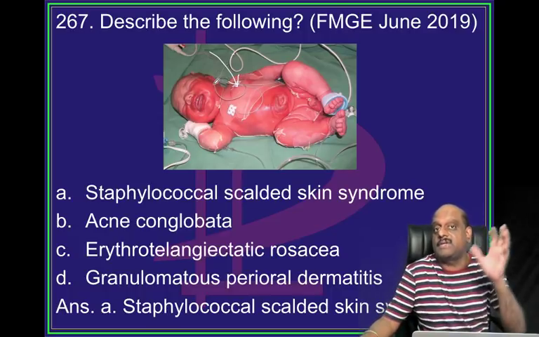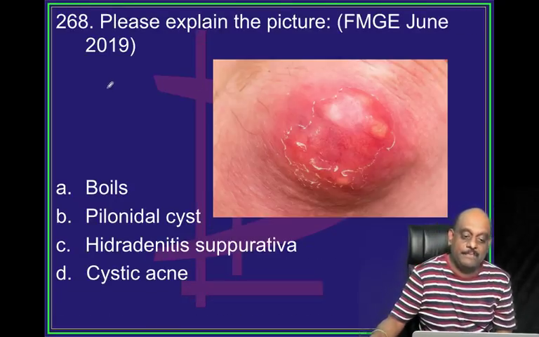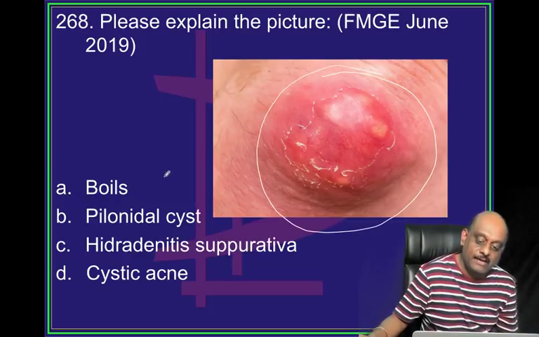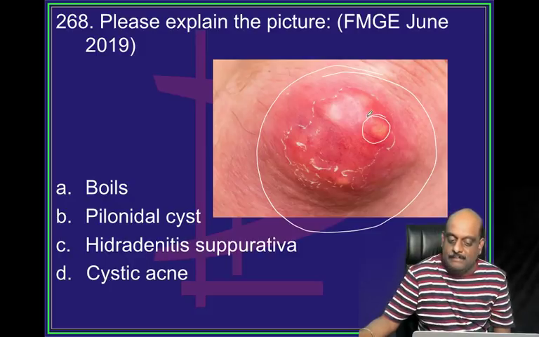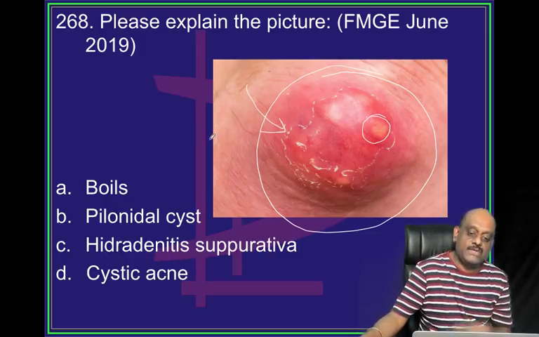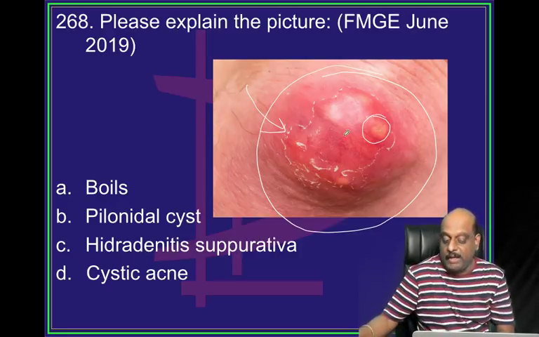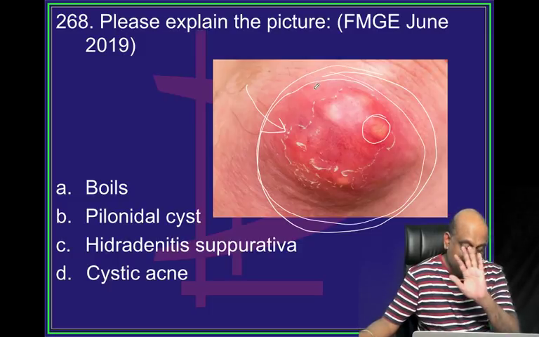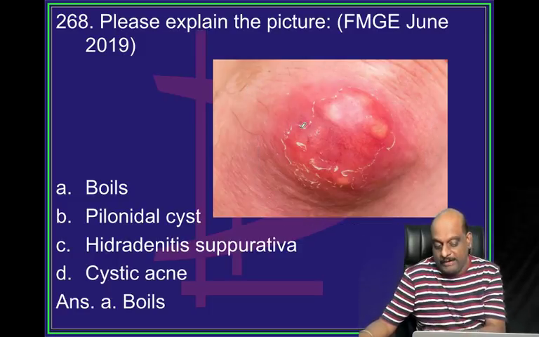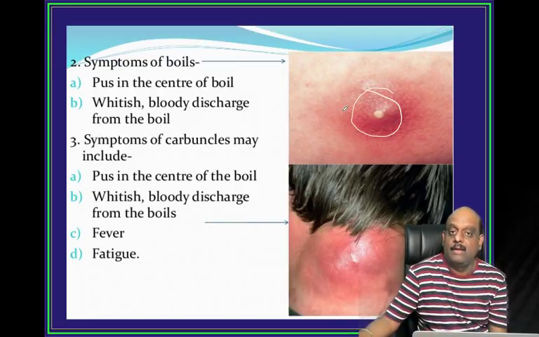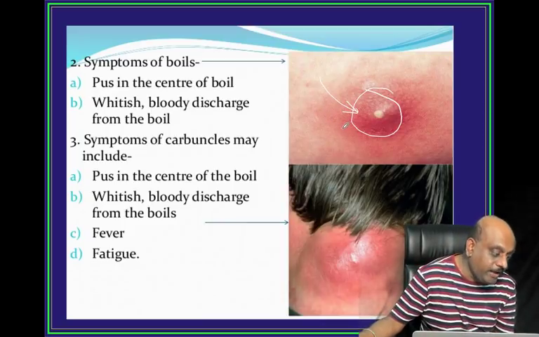Staphylococcal scalded skin syndrome, doctor. What do you see in this picture? You are able to see a punctum on the scalp. Typically punctum is a classical feature of, this is a question of boil. Typically in a boil, there is pus in the center of the boil, whitish bloody discharge.